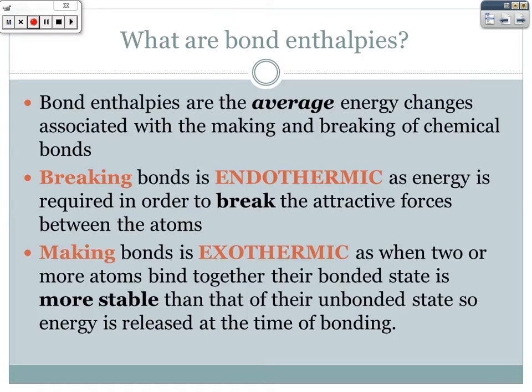So the key thing here is that bond enthalpies are the average energy changes. They're averages. We take an average of all carbon-hydrogen bonds and use that as an average energy. But carbon-hydrogen bonds in different molecules can actually have different energies. So these are not the most accurate because they are an average, but they get you in the ballpark. And then breaking bonds is endothermic, making bonds is exothermic.